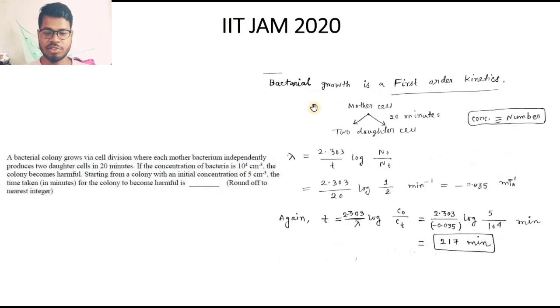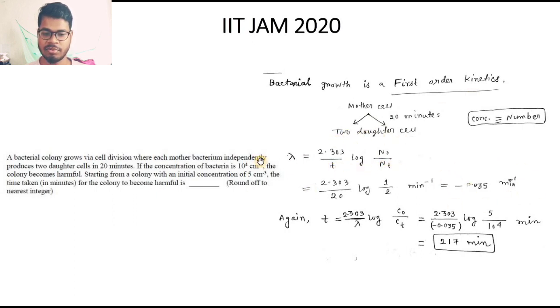The next question is on bacterial growth. Remember this one: bacterial growth follows first order kinetics, and from a mother cell, in 20 minutes 2 daughter cells are produced. That means you have to use this equation twice. In the first case I need to calculate lambda, the rate constant. N0 is 1, initially, Nt is 2, that is 2 daughter cells, and t is 20 minutes.